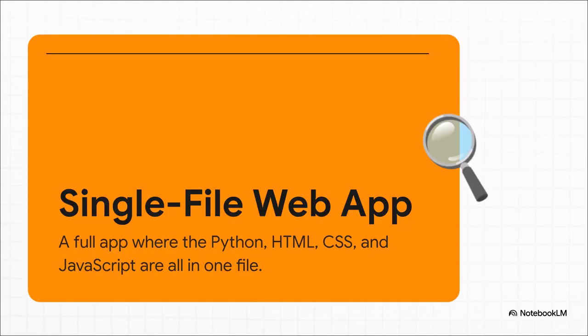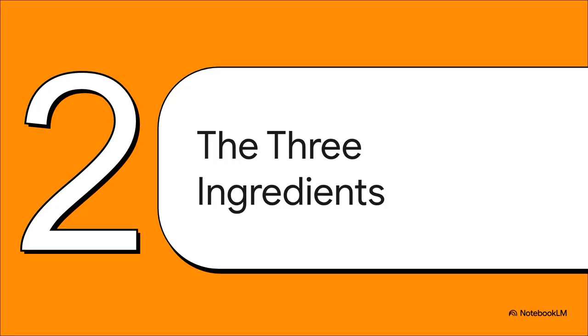Okay, so just so we're all on the same page, let's define this clearly. When we say single-file web app, we mean the whole shebang. The Python code that does all the thinking, the HTML that builds the page, the CSS that makes it look good, and even the JavaScript for interactivity, it's all in there, together, in one place. So you're probably wondering, how does this actually work? Well, it's surprisingly straightforward. You really only need 3 simple ingredients.